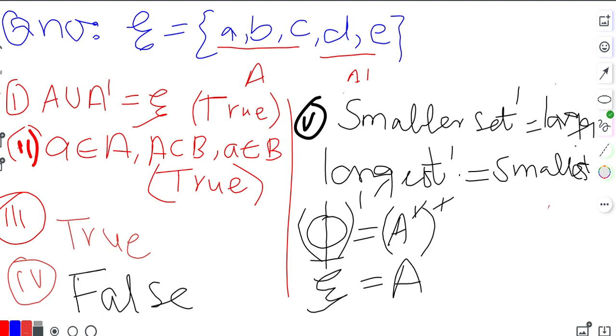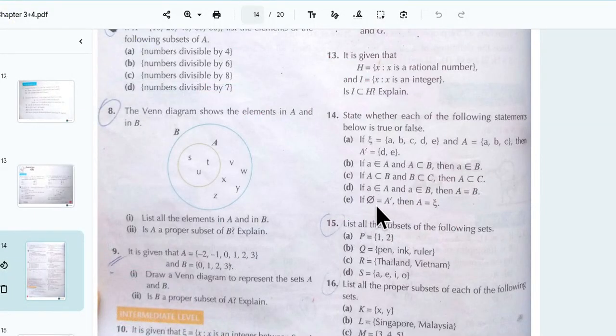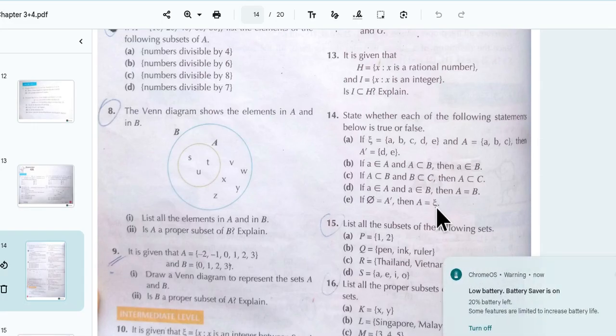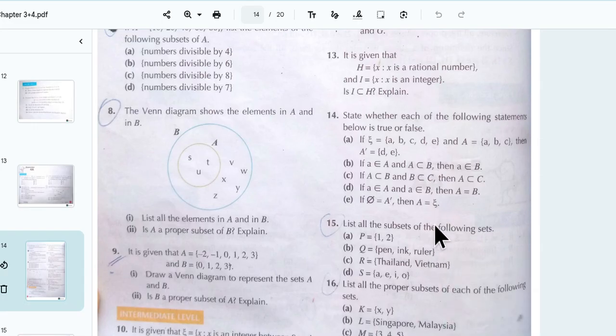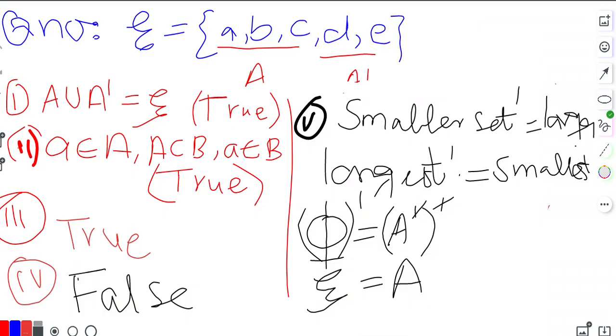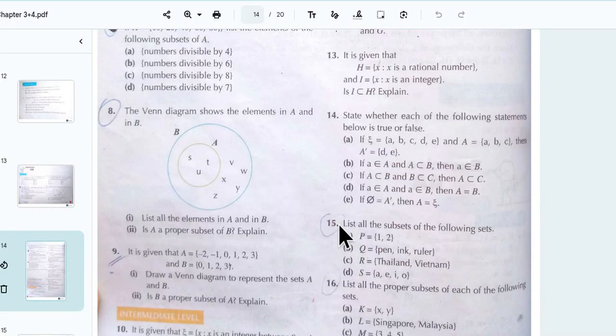Is it clear? Moving to the statement, we discuss the empty set. If A complement is the smaller set, then its complement is the largest set. So this is a true statement. This is true. Okay students, this is all about questions 12, 13, 14.